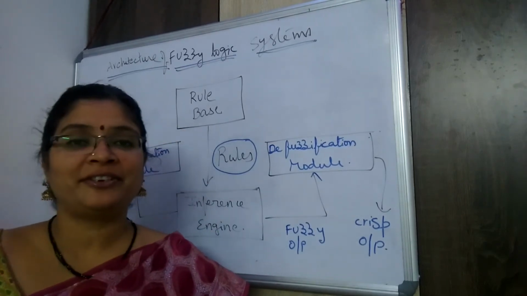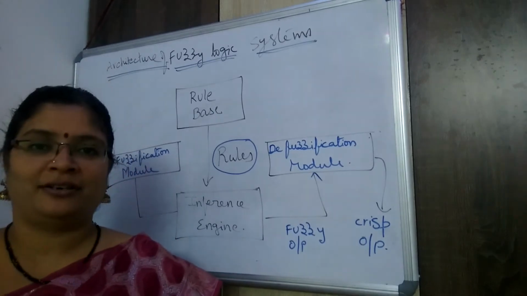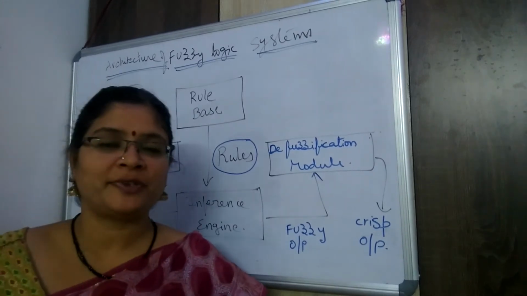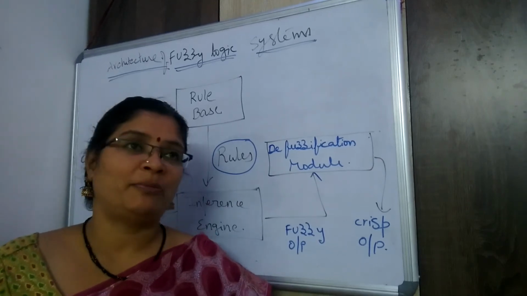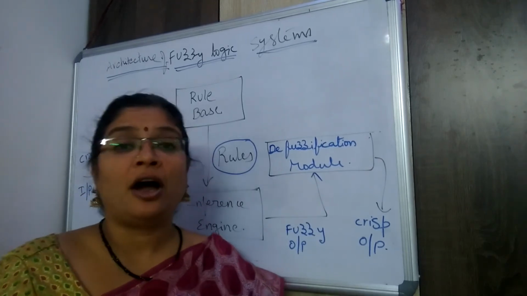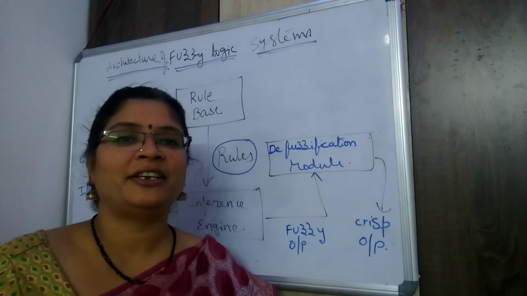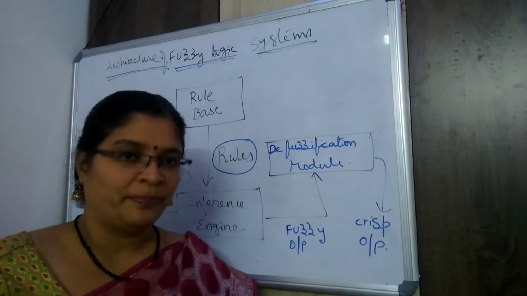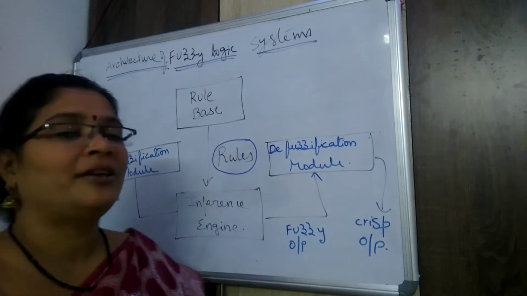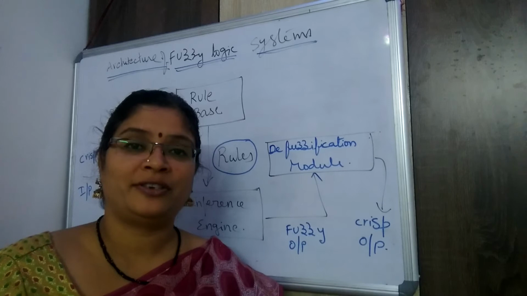In the previous sessions, we discussed fuzzy sets and crisp sets, the characteristics of fuzzy sets, as well as the membership functions of fuzzy sets, and how fuzzy sets can be represented in the form of graphs. All these things we have seen. And now we are going to see the architecture of fuzzy logic systems.